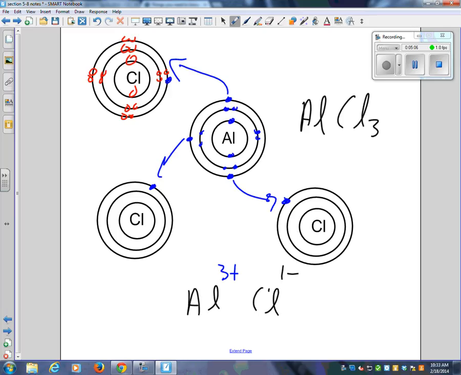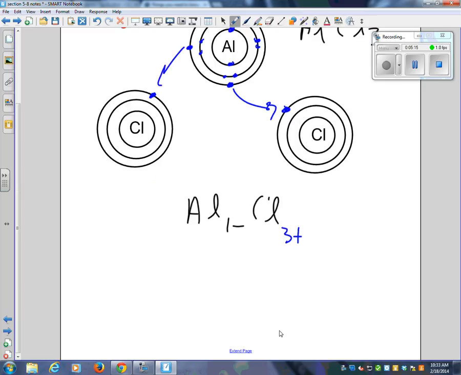All you do is they just crisscross. This 3 comes down there. This 1 comes down there. Do you need to write the number 1 in the formula? No, just writing the name means there's 1, so it's AlCl3. That's all it is, just that crossover thing. It is so simple. There's nothing to it. Okay? Let's try another one.